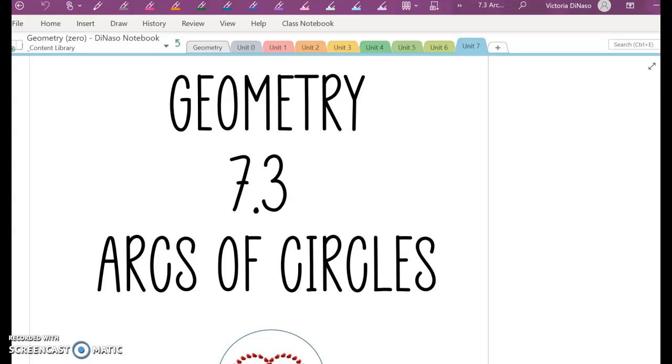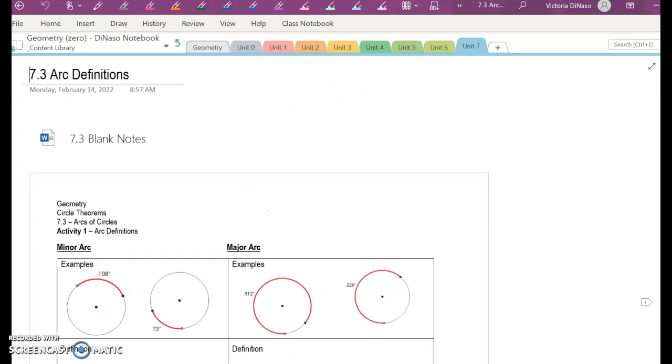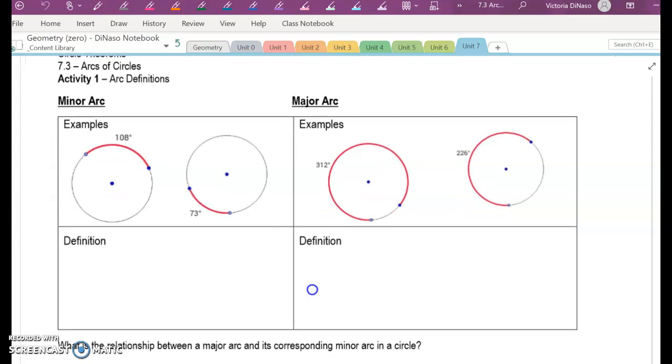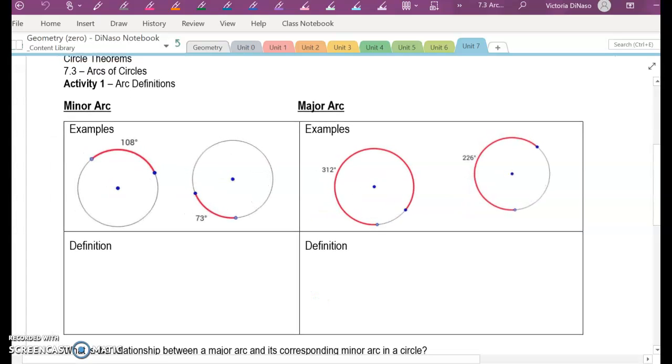All right, today we are in section 7.3, which are the arcs of circles. So we're going to start with some vocabulary, starting with examples of minor and major arcs, and then we have our definition. A minor arc, it's really important, minor arcs are only named using two letters, and then we put an arc symbol above it. So we use two letters to name a minor arc.